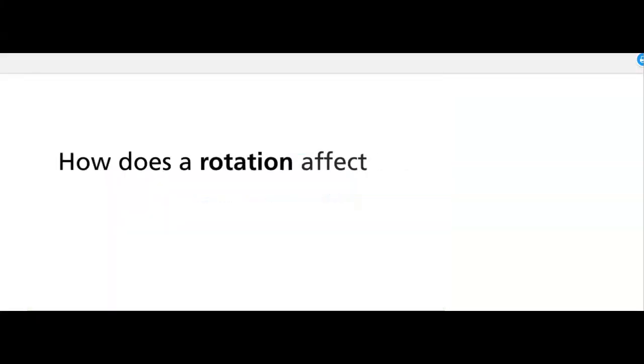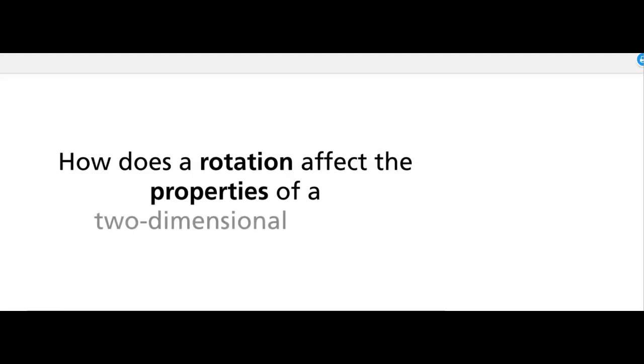How does a rotation affect the properties of a two-dimensional figure? Think about this question during the lesson.